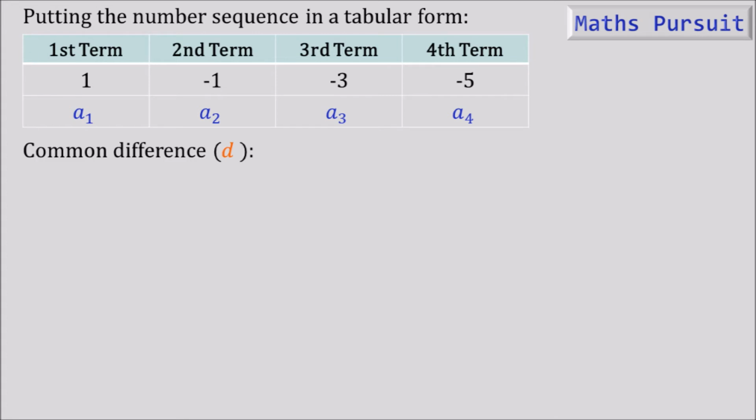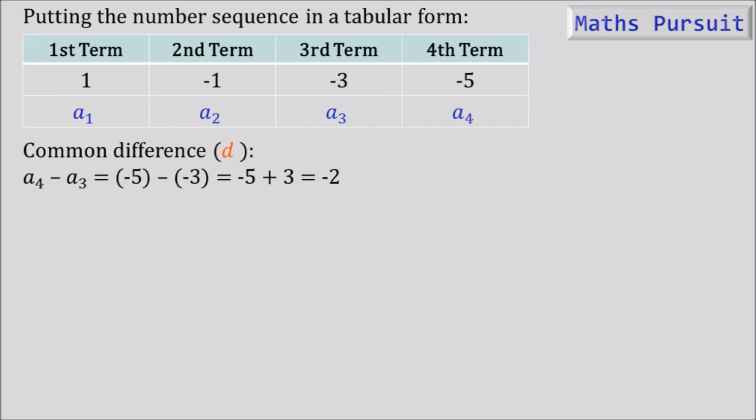Now let us find out the common difference, because only if we calculate the common difference can we understand whether that series forms an arithmetic progression or not. So let's see. Subtracting A4 minus A3, that is fourth term minus third term, is equal to -5 minus -3. That is equal to -5 plus 3, that is equal to -2.